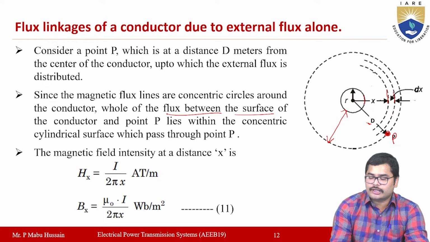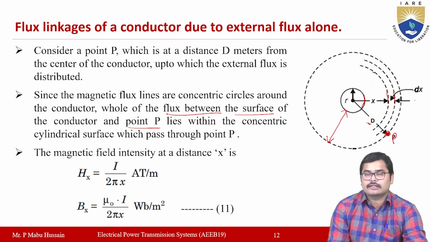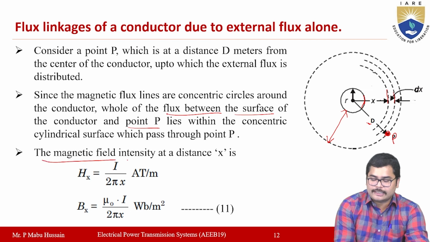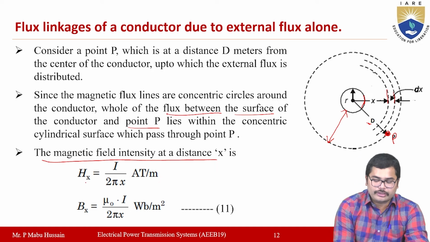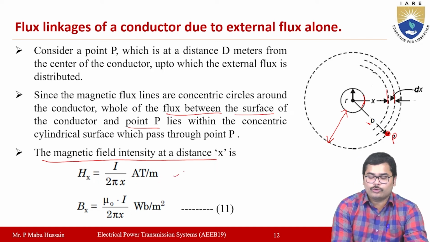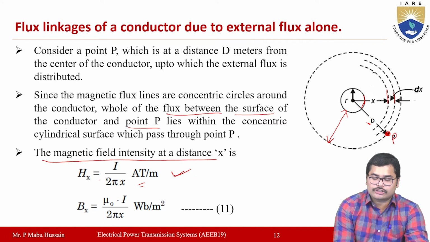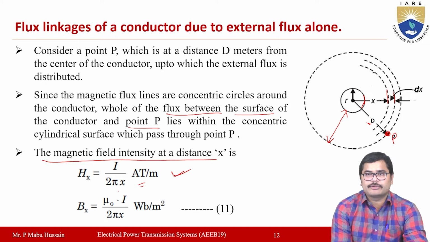the surface of your conductor and the point P will lie within the concentric cylinder surface which is passing through that point. So the magnetic field intensity at a distance x meters, we already derived, right? So that will be Hx = I/(2πx). This is already derived while discussing the flux linkages due to internal flux alone. We are directly taking that expression here. So Hx = I/(2πx) is the magnetic field intensity at a distance x meters from the center of the conductor.